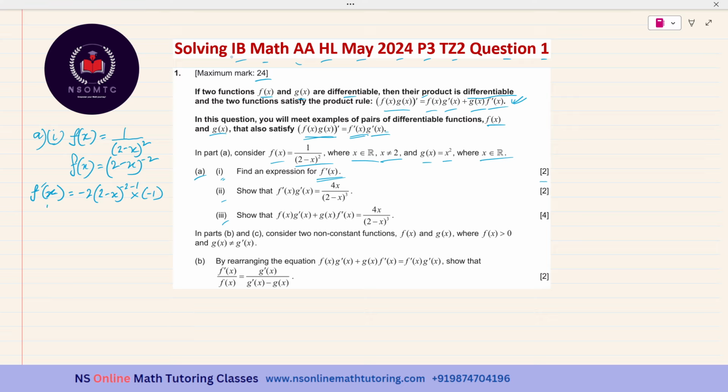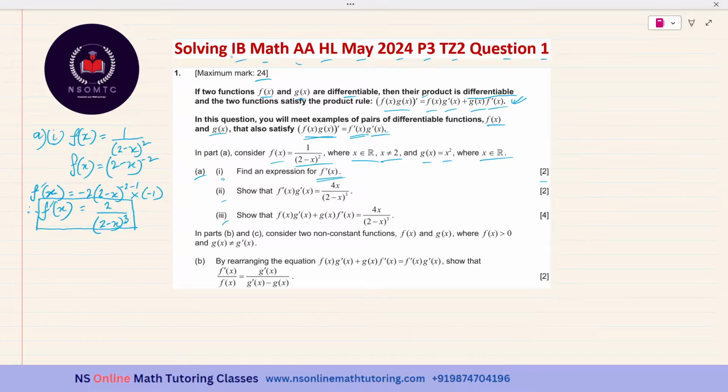So therefore, f dash x is equal to negative 2 times negative 1 is positive 2. So this is 2 over 2 minus x raised to the power of 3. You can write 2 times 2 minus x raised to the power of negative 3, or 2 over 2 minus x whole cubed. Okay. So this is the answer for the first subpart of subpart A.